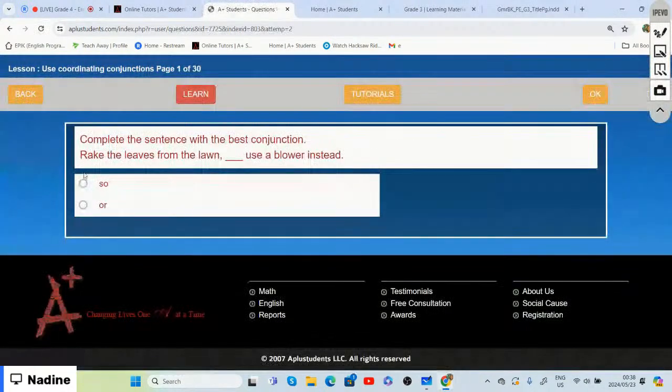Rake the leaves from the lawn. Do we say so use a blower instead, or do we say or use a blower instead? We need to complete the sentence with the best coordinating conjunction. Rake the leaves from the lawn. Do we say so, or do we say or use a blower instead? What is the correct coordinating conjunction that we must use to complete that sentence?